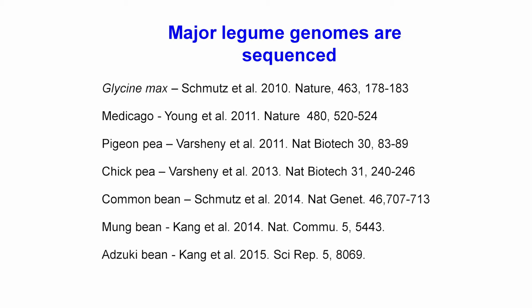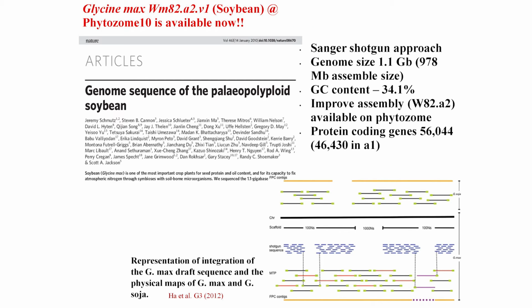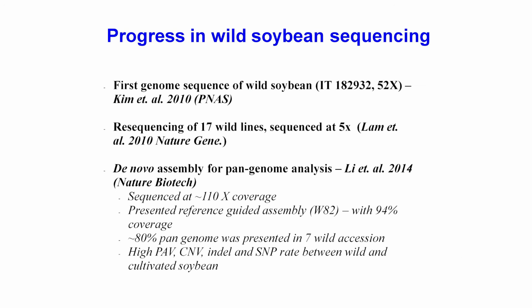So we're looking at the genome sequencing of the legumes. The Glycine genome was the first in 2010, as Henry mentioned, followed by the other genomes in the legumes. The first cultivated soybean genome, Williams 82, is about 1 gig, and we assembled about 978 MB.